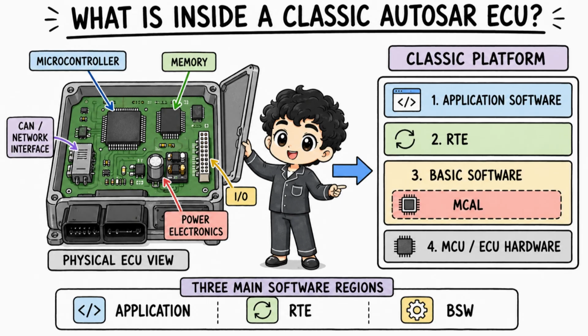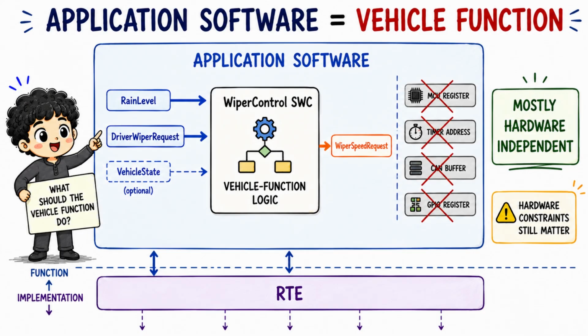If you understand what belongs in each region, why the boundaries exist, and how information moves between them, most of the classic AUTOSAR course becomes much easier to understand. So let's build that mental map using an automatic windscreen wiper ECU. Imagine rain begins falling on the windshield. The vehicle has information representing rain intensity. The driver may also select a wiper mode manually.